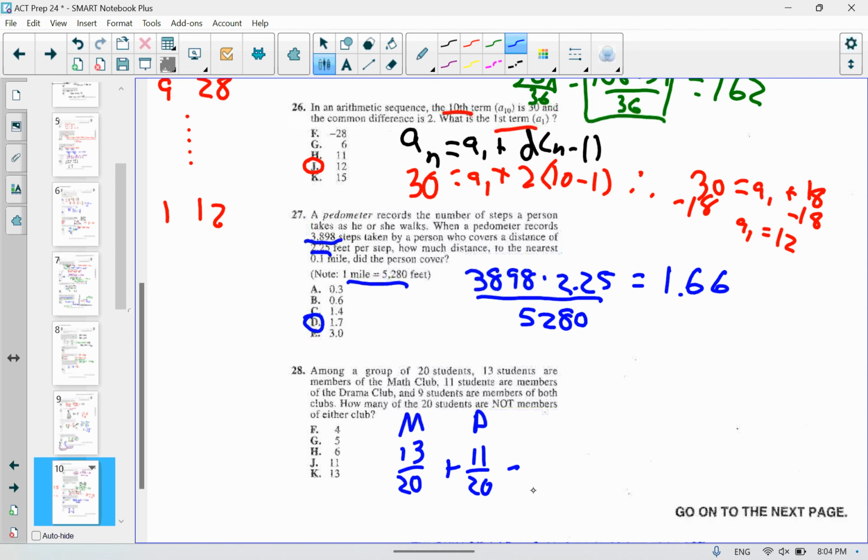You then subtract the overlap. So in this case, 9 are in both. So I'd subtract 9. So 13 plus 11 is 24, minus 9 tells me that 15 out of 20 students are in either club. Now, this question says specifically how many are not members. Therefore, there are 5 out of 20 that aren't in either club, so letter G would be my answer here.